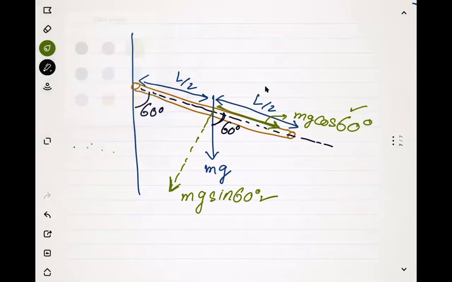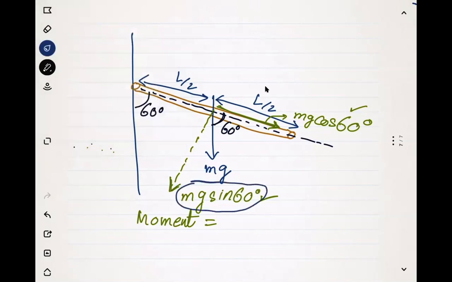Now the moment will be equal to the component of the weight that is perpendicular to the distance, multiplied with the distance, and right now you see that the distance of the weight from the pivot is L by 2. Now when you look at mg sine theta and mg cos theta, mg cos theta is along the rod and it must be ignored.